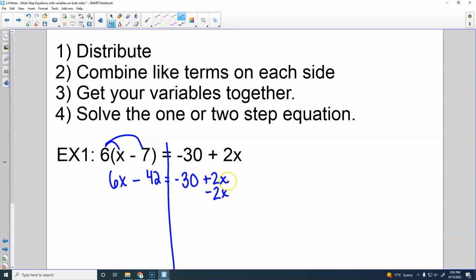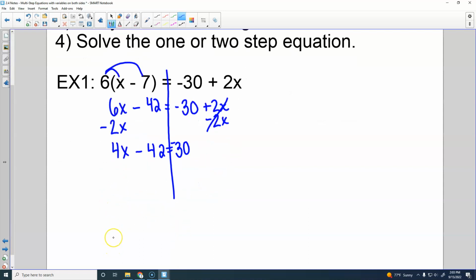So it is a plus 2x. When we're moving something to the other side, we have to use the opposite operation. So where it's a plus 2x, we got to do minus 2x. And so we would also do a minus 2x over here on that left-hand side. 6x minus 2x gives me 4x minus 42 equals 30. Negative 30, thank you.